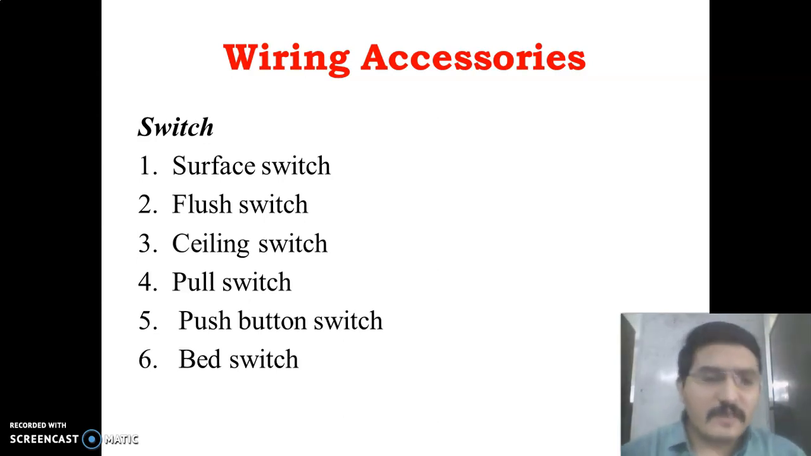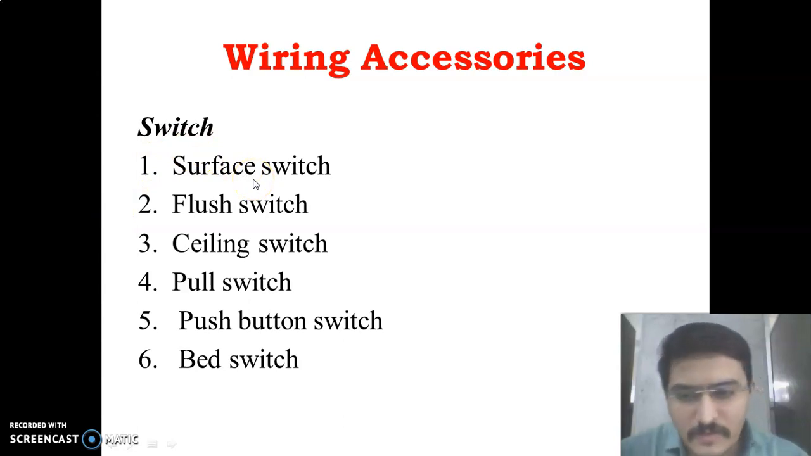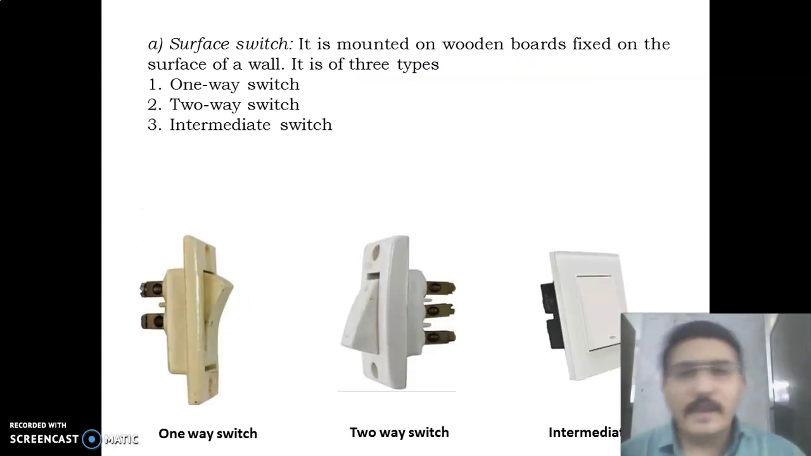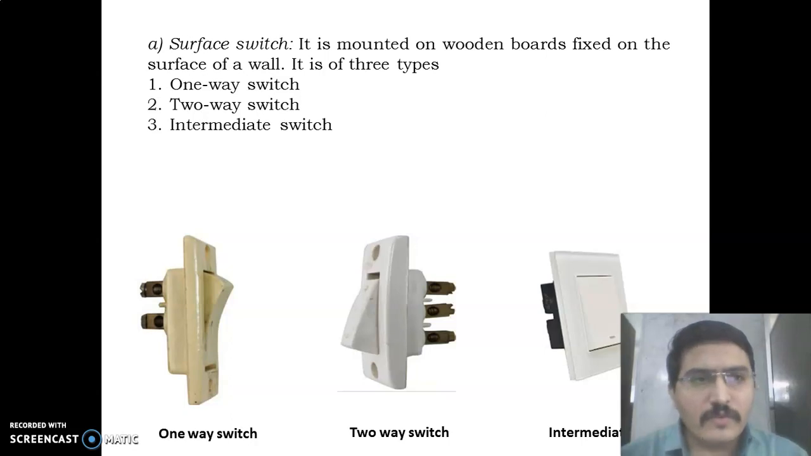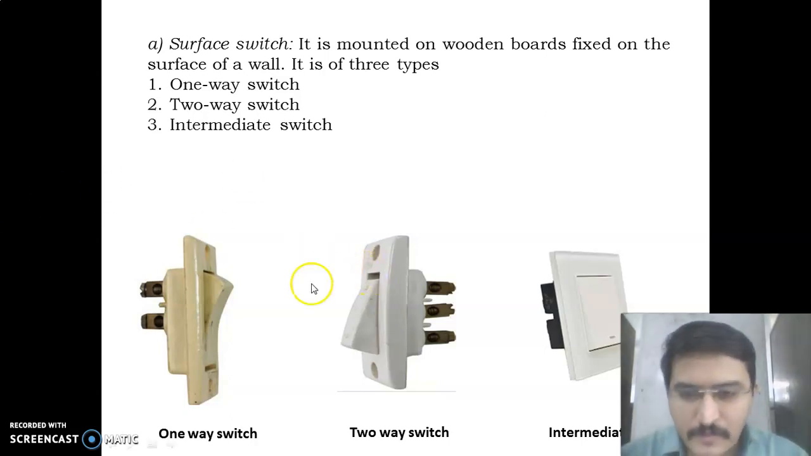So we'll see the wiring accessories. The first accessory is the switches. The switches are of surface switch, flush switch, ceiling switch, pull switch, push button switch and bed switch. We'll see one by one in detail. The surface switch is mounted on the wooden boards fixed on the surface of the wall. It is of three types, that is the one-way switch, two-way switch and intermediate switch.